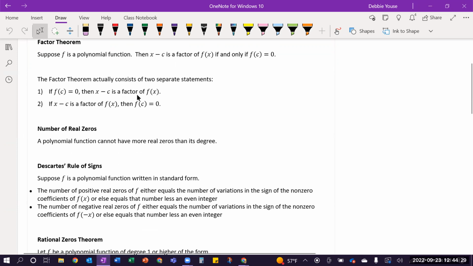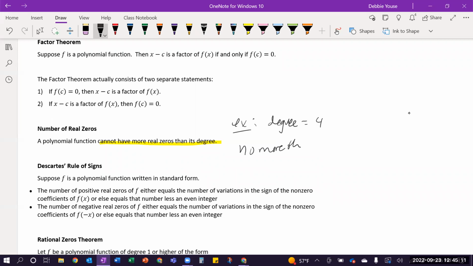And so those go together here: if you find out that the function evaluated at c is 0, then that concludes that x minus that c is a factor. And if you flip that around, if you know x minus c is a factor, then you know that the remainder must be 0, which means if you evaluate the function at c, it is 0. In total, the number of real zeros a function can have is no more than its degree. So that's really important. It cannot have more real zeros than its degree. So let's say I have a degree 4. Then I have no more than 4 real zeros. I can have less, but I can't have more, okay?